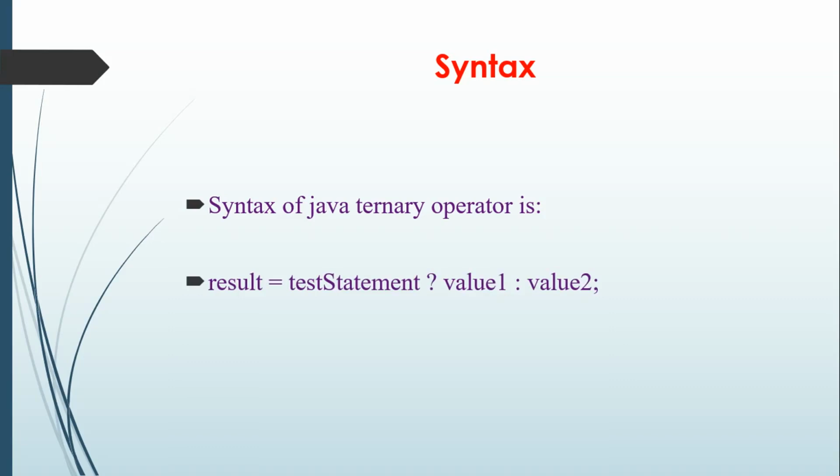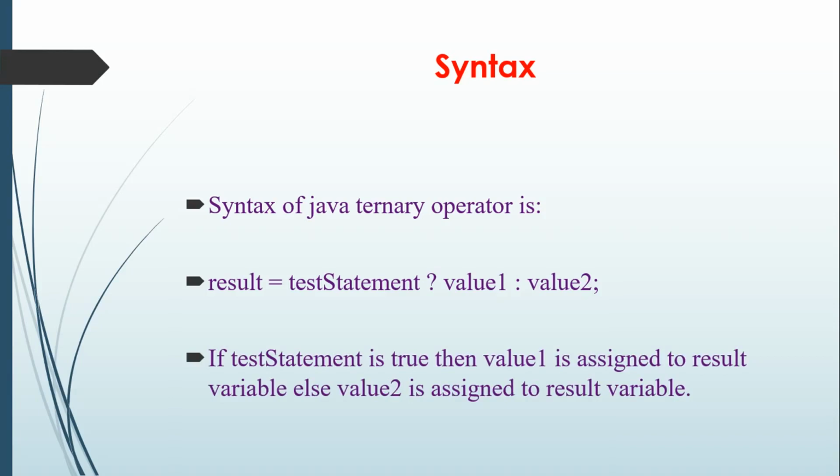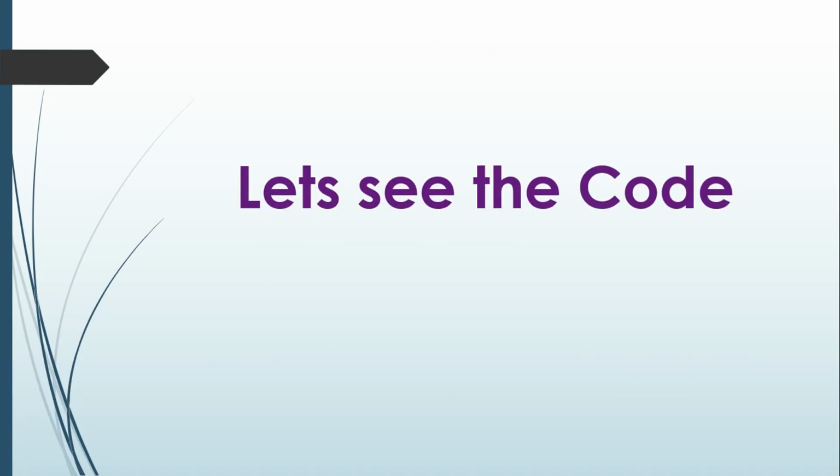Here, test statement is the conditional statement, and value 1 shows that if the test statement is true, then value 1 will be printed, and if the test statement is false, then value 2 will be printed. If the test statement is true, then value 1 is assigned to the result variable, else value 2 is assigned to the result variable. Let's see the code for how to use the ternary operator.